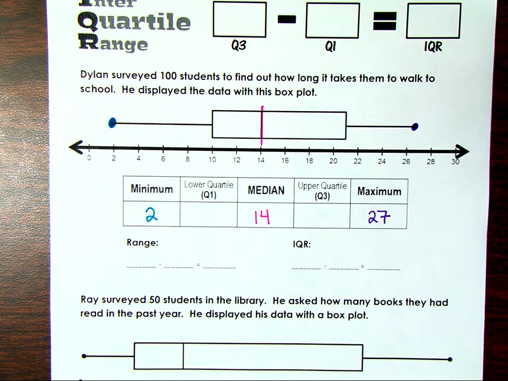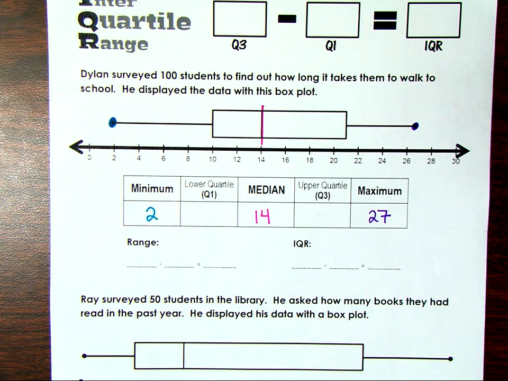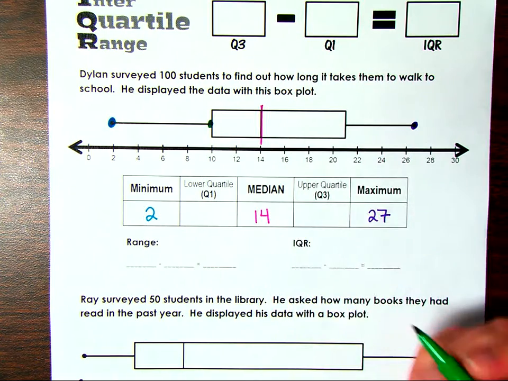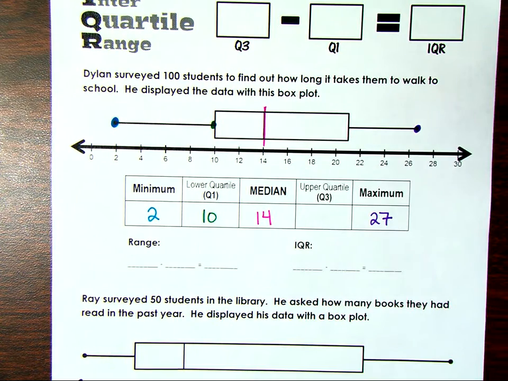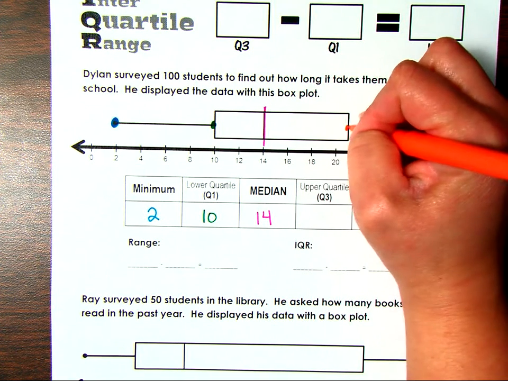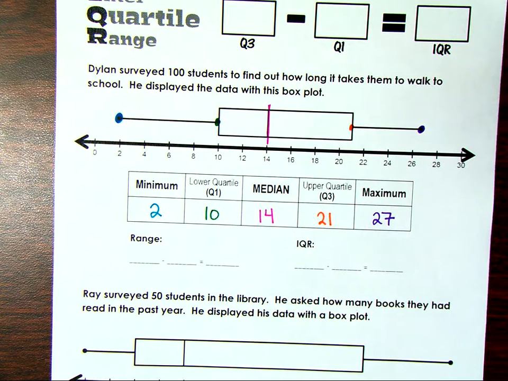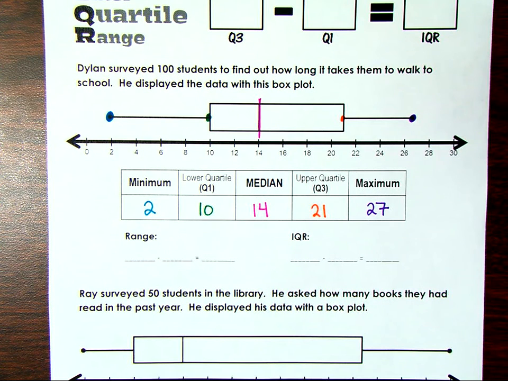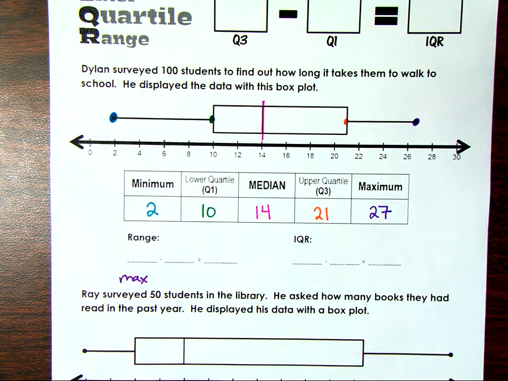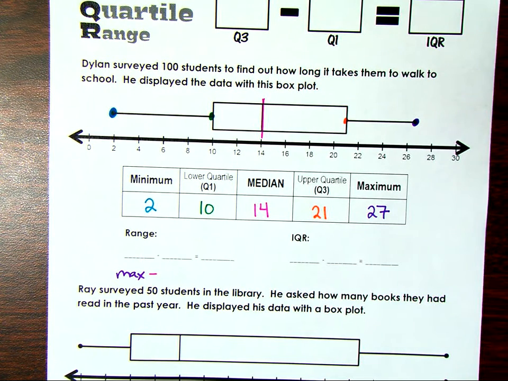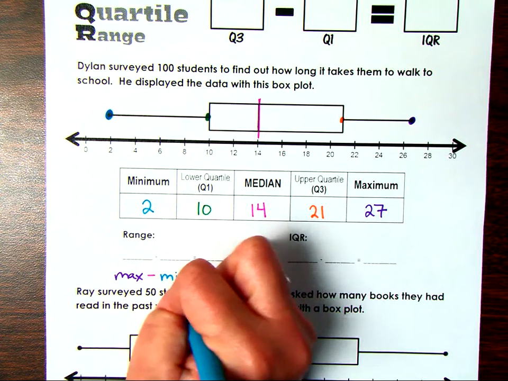Okay? Then quartile 1 is going to be right here, that first part of where that box starts. So that's 10. Okay? Then your upper quartile is going to be where that box ends. We'll say that's 21. Okay? So your range is what we're going to do when we take our maximum and we are going to subtract our minimum. Just trying to keep these colors consistent, help you to see it.